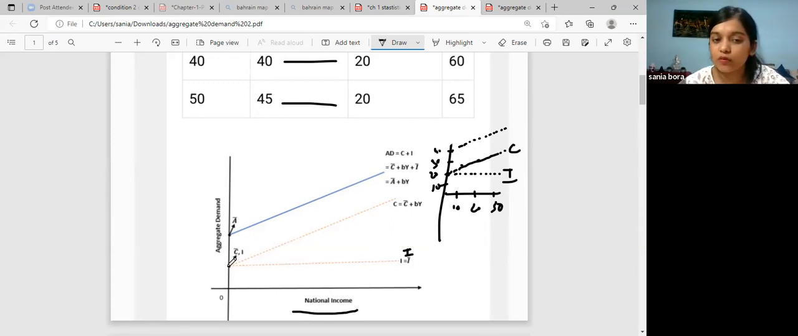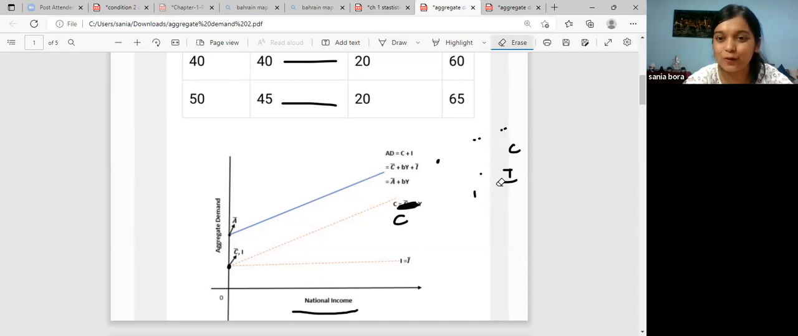Next, from here you will be starting 20, 20, 20, which is your I. You don't need to write all this, just write C for this one, and this one is your AD. Got the point? The graph? Students, no? You can say no. Okay, wait.